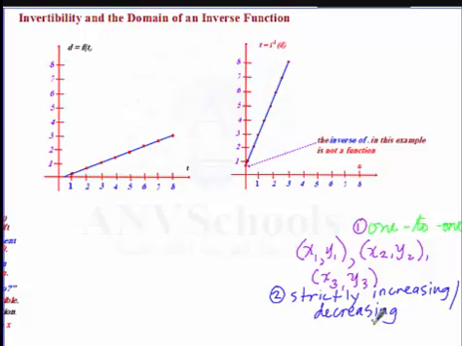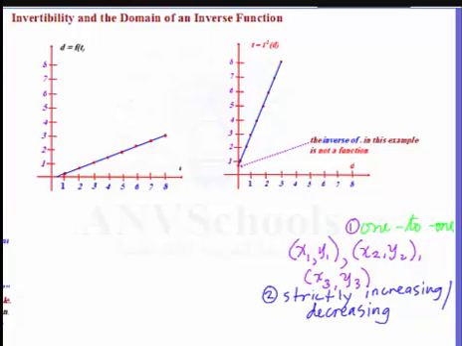When it is strictly increasing or decreasing, it goes something like either this one, or this one, or this one, or this one.